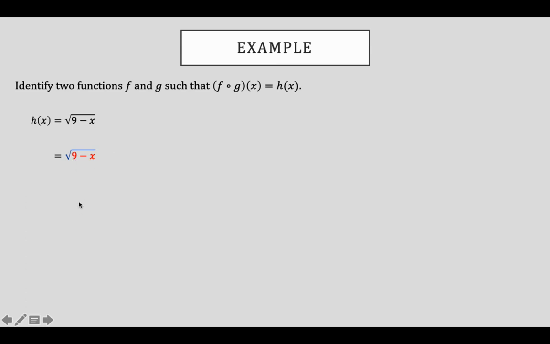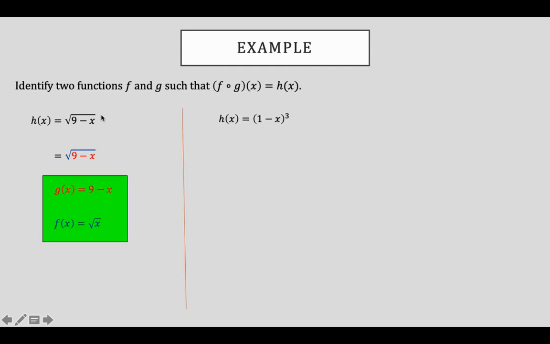My outside function would be f of x equals root x, and my inside function g of x is equal to 9 minus x. Notice that if we were going to take the composition f of g of x, in other words, plug 9 minus x in for x into the function f, we would end up with our function h of x. Okay, identifying an outer and an inner function.